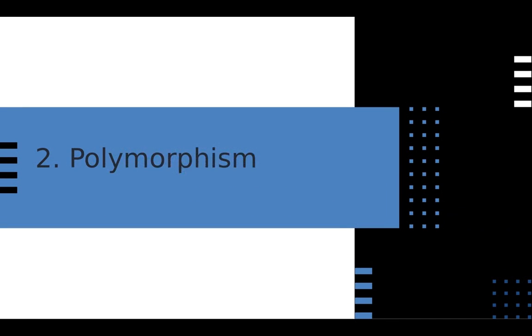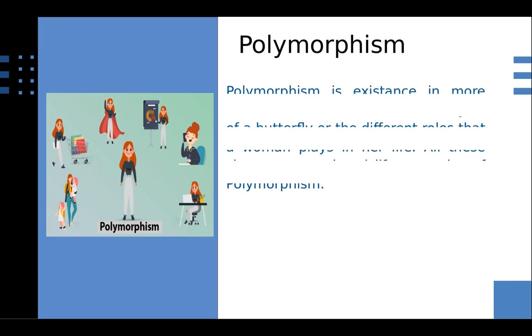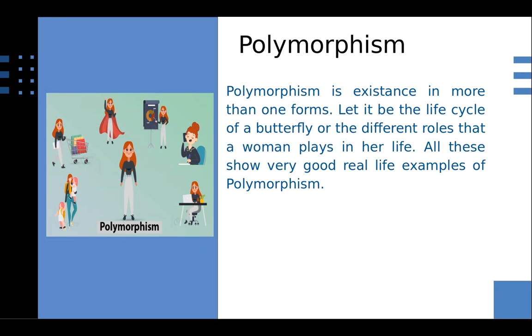Now we'll come to the second topic, that is the second feature, polymorphism. So what is meant by polymorphism? Polymorphism, the word itself: poly means what? Many. And morph means what? Forms. So polymorphism is existence in more than one form.